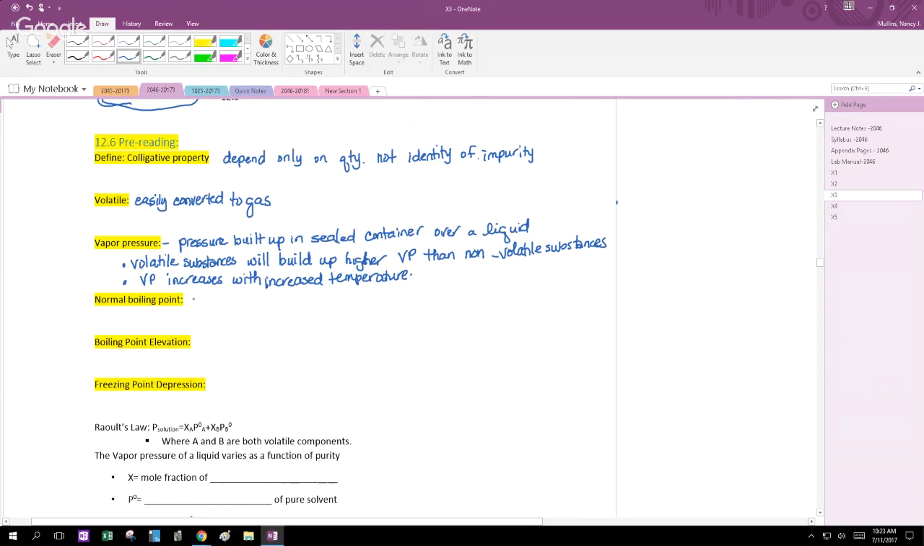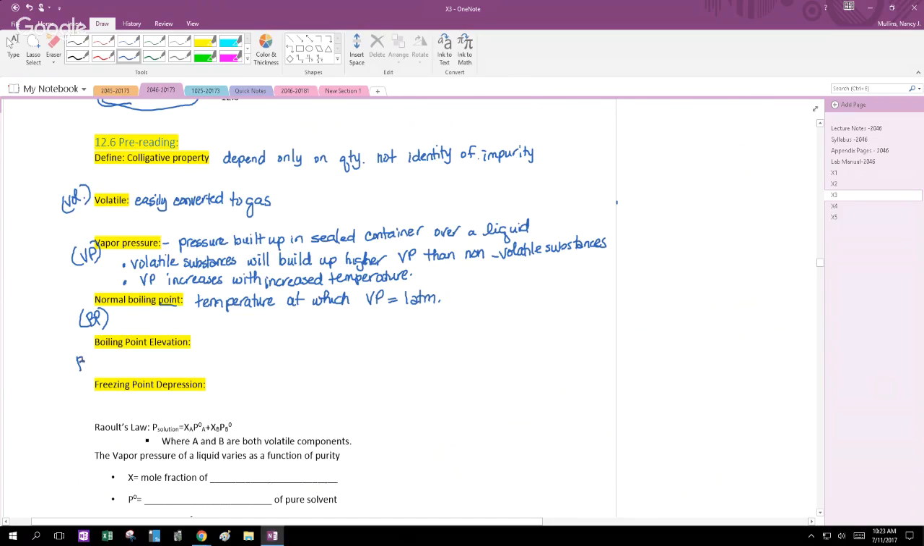Normal boiling point is a temperature. Again, it's not a point, it's a temperature at which the vapor pressure equals 1 atmosphere. Typically in literature, you'll see this next to something they're telling you is volatile when they're describing a substance.